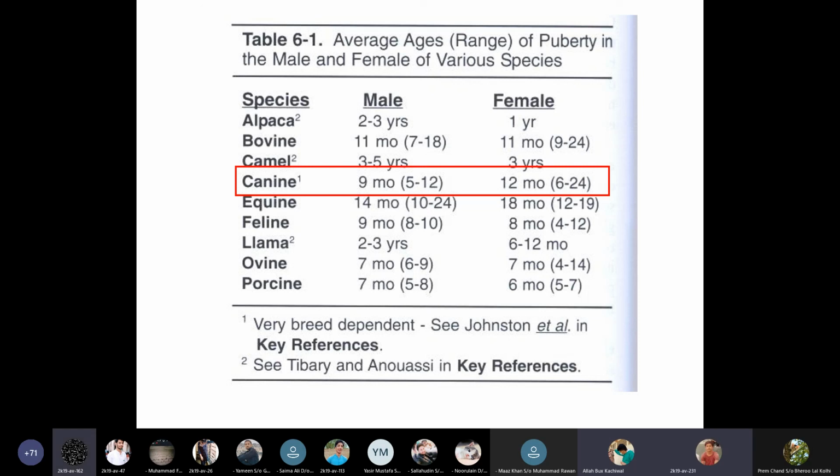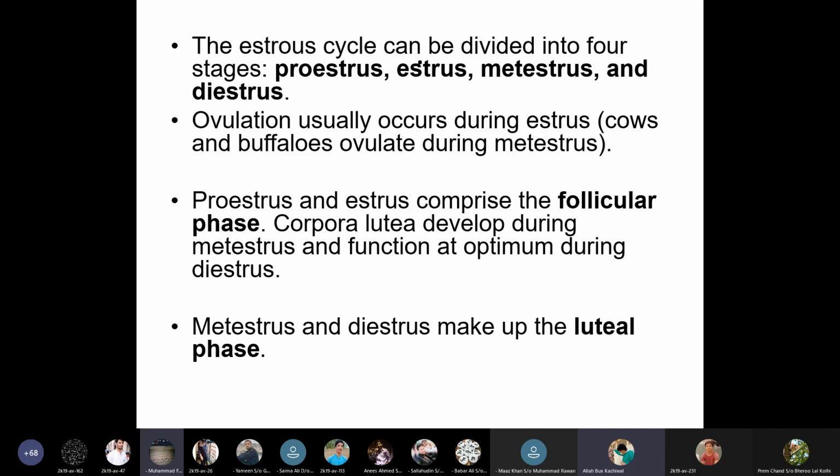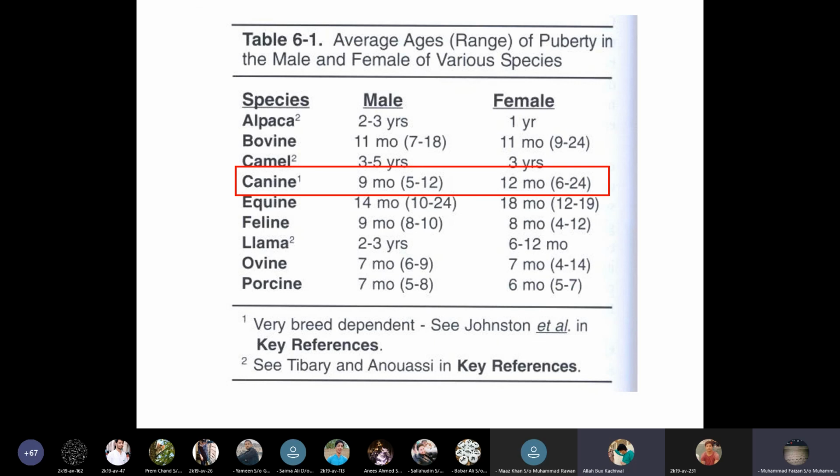Puberty in an equine has 2 to 3 years, or in a female 1 year, and in a bovine it may be 11 months. That might take 7 to 18 months in a bovine, 11 months for a female, 9 to 24 months. In a camel it may take 3 to 4 years, and 3 years for a female.